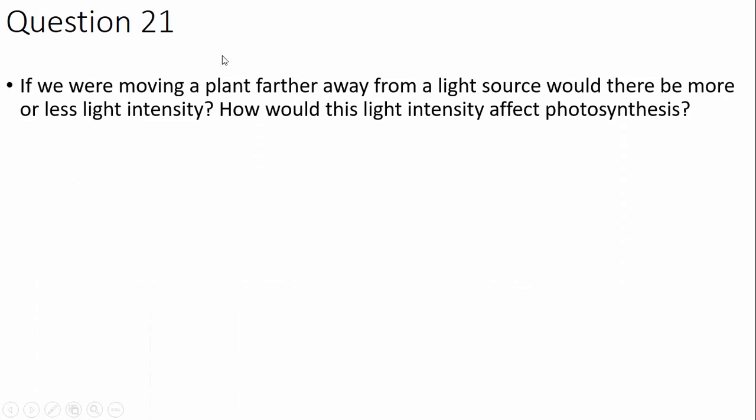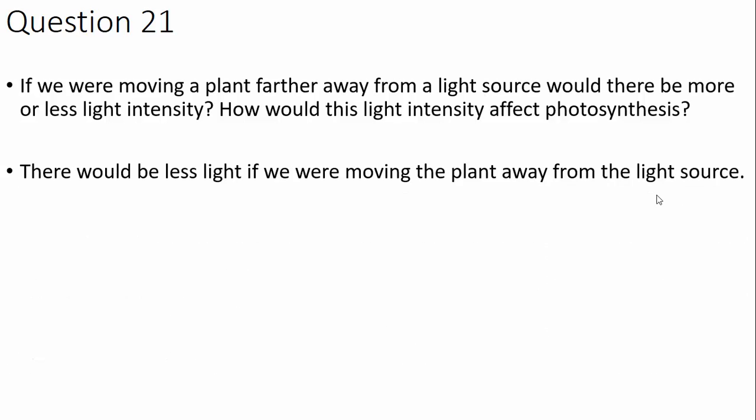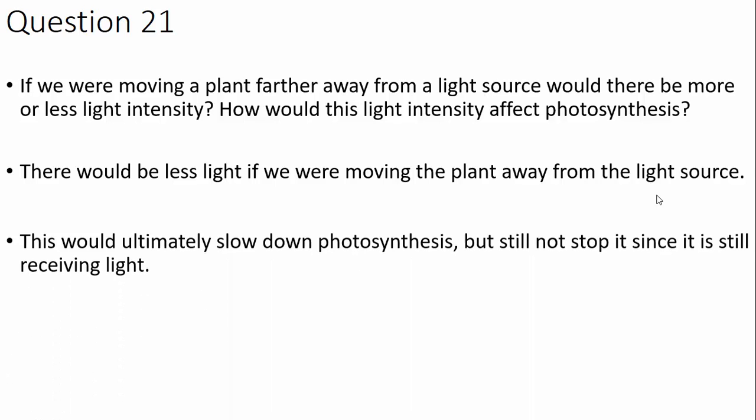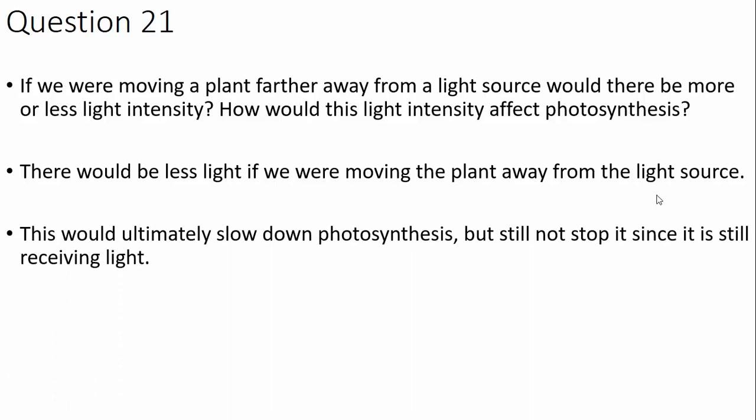And the last one, number 22. I know it says 21, but it should say 22. If we were moving a plant farther away from a light source, would there be more or less light intensity? And how would this light intensity affect photosynthesis? Well, if we're moving it away, there would be less light. And this would ultimately slow down photosynthesis, but still not stop it since it's still receiving the sunlight.